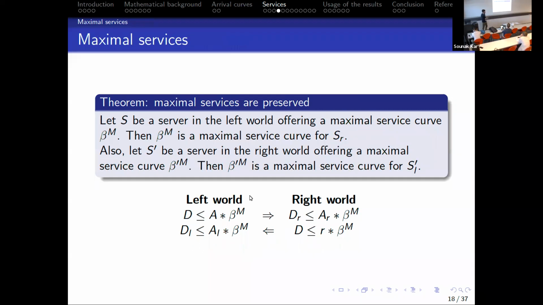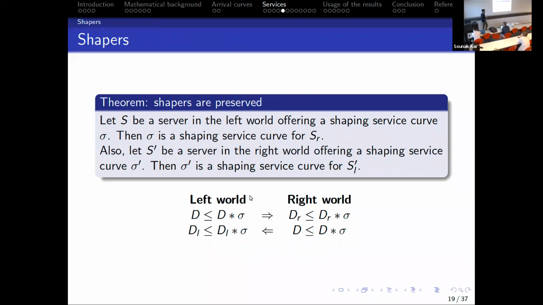Then we have equivalence between the maximal services. So that is to say the relation is preserved passing from a world to another. We have exactly the same with the extension. Here it's an R. And in the same way we have equivalence between the shapers.